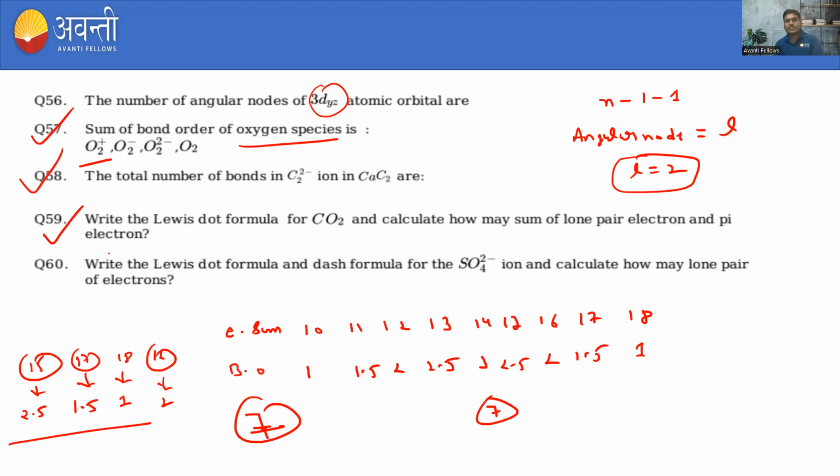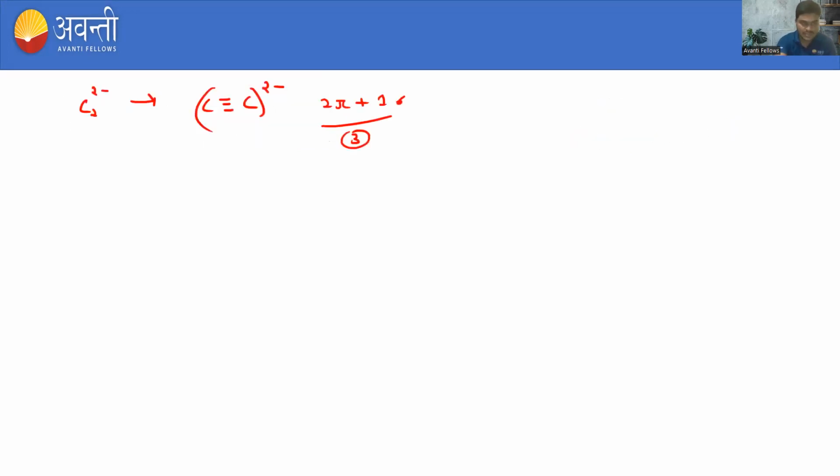Write the Lewis dot formula for CO2 and calculate the sum of the lone pair electrons and pi electrons. Right. So let me draw the structure of CO2. For drawing the structure of CO2, this is a very simple linear structure. Right. So we have this structure of CO2. So how will you calculate the value?